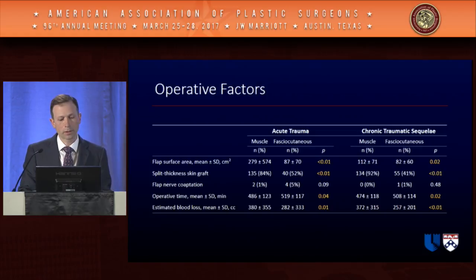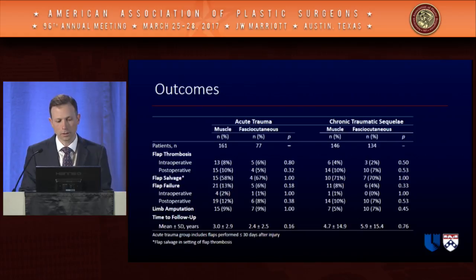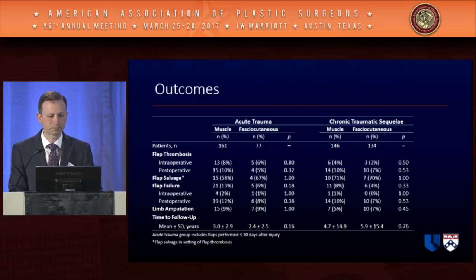The operative factors that played out in these patient populations: muscle flaps were a larger surface area. Not surprisingly, they needed more skin grafts. The operative time was longer for the fasciocutaneous group. This is likely secondary to our learning curve for perforator flaps in the early days of us transitioning to perforator flap reconstruction.